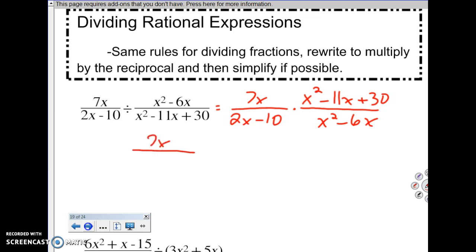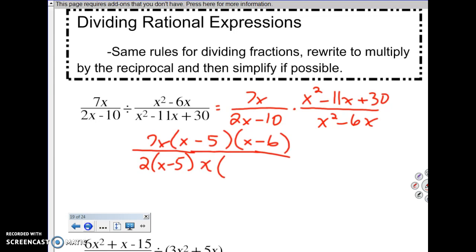So let's see what I can factor. And the bottom is going to be x, and then x minus 6. Okay, so I'm just going to take a step back, make sure that all looks good. Alright, so this x can cancel with this x. X minus 5 cancels with x minus 5. X minus 6 cancels with that. Looks like all I have left is 7 over 2.